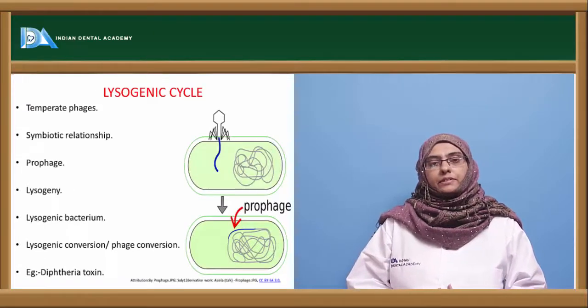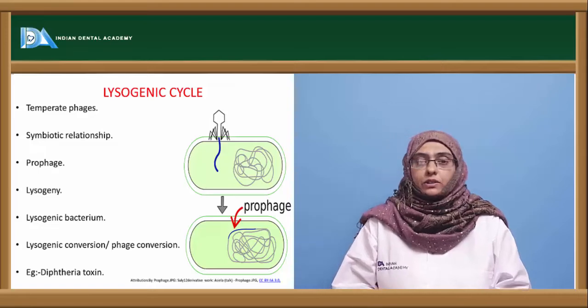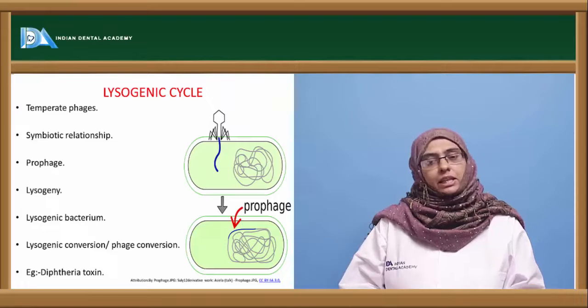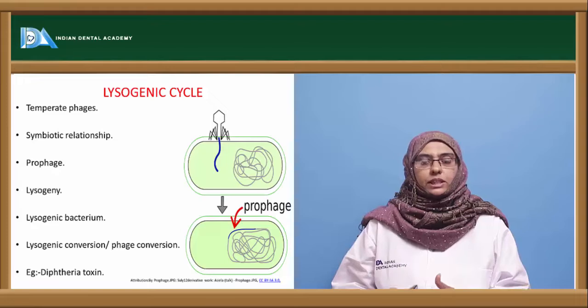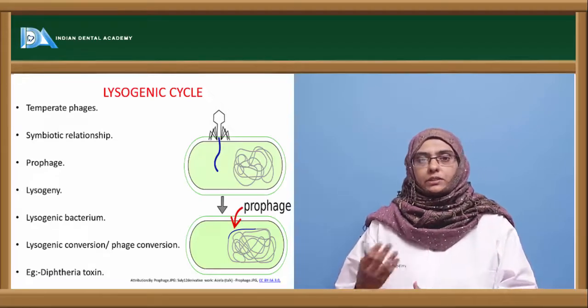Now the next important life cycle is the lysogenic cycle. In the lytic cycle, there is lysis or killing of the bacterial cell. Whereas in the lysogenic cycle, the viral DNA which enters the host cell gets integrated into the host cell without causing lysis of the host cell.